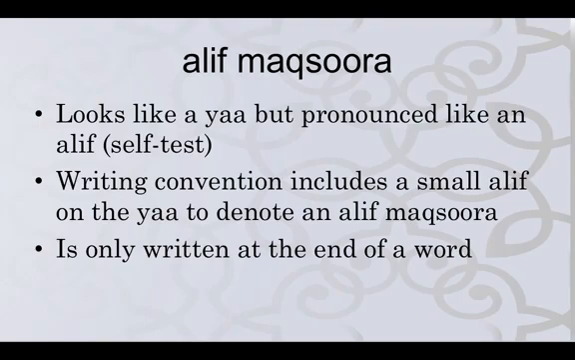In most written conventions of the modern writing of the Quran, it includes a small alif on the ya to denote that it's an alif maqsura, that it should be pronounced like an alif, not like a ya. And it is only written at the end of a word, it does not take any other form. So the alif maqsura only has a final form. It does not have an initial, medial, or isolated form.